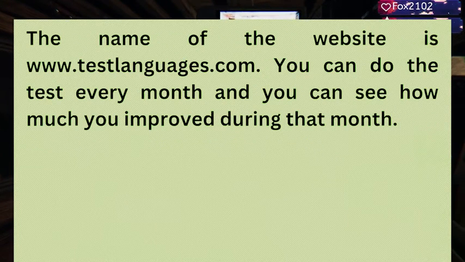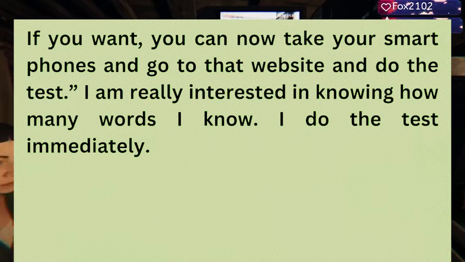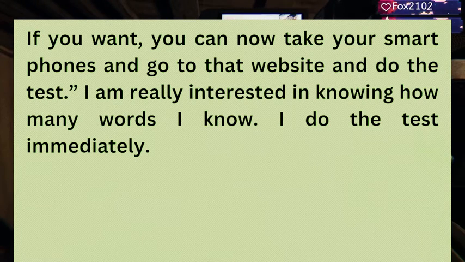The name of the website is www.testlanguages.com. You can do the test every month and you can see how much you improved during that month. If you want, you can now take your smartphones and go to that website and do the test. I am really interested in knowing how many words I know. I do the test immediately.